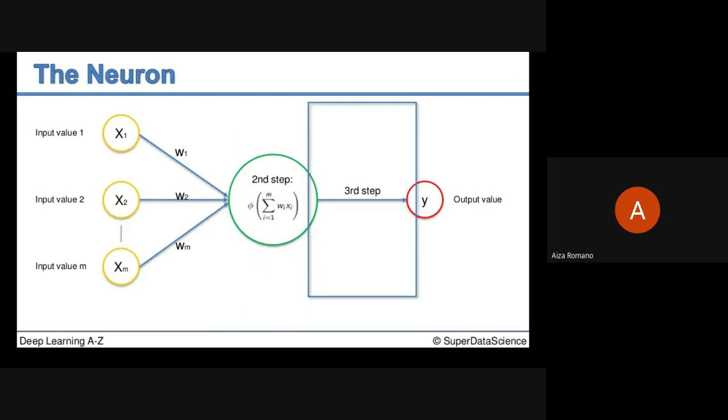Then that is repeated throughout the whole neural network, on and on. So hundreds or thousands of times, depending on how many neurons you have, how many synapses you have in your neural network.